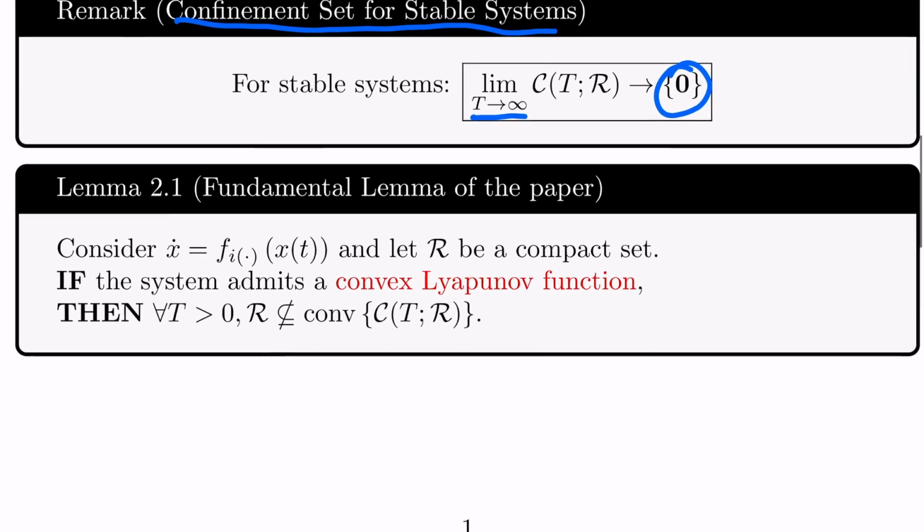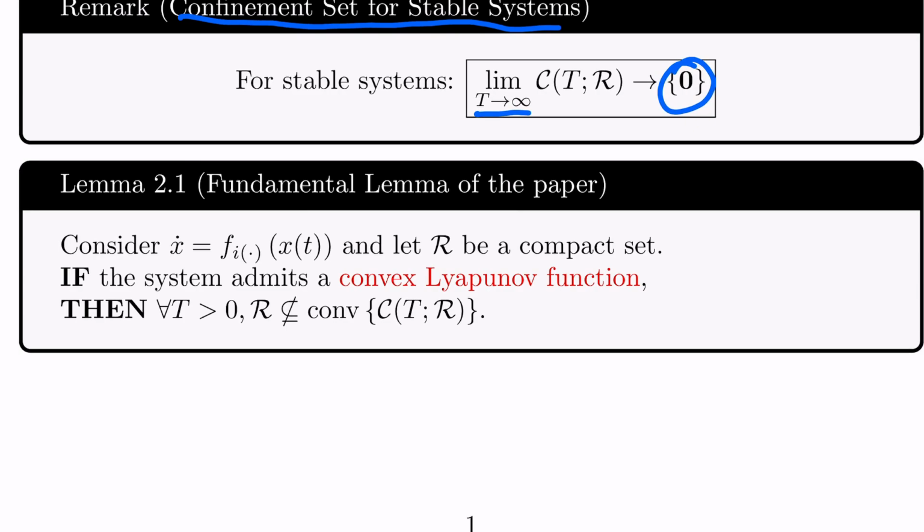And the fundamental lemma of the paper. I am hoping this will be a short video, and I will try to keep it short and sweet. So, the fundamental lemma of the paper. Let's discuss that.